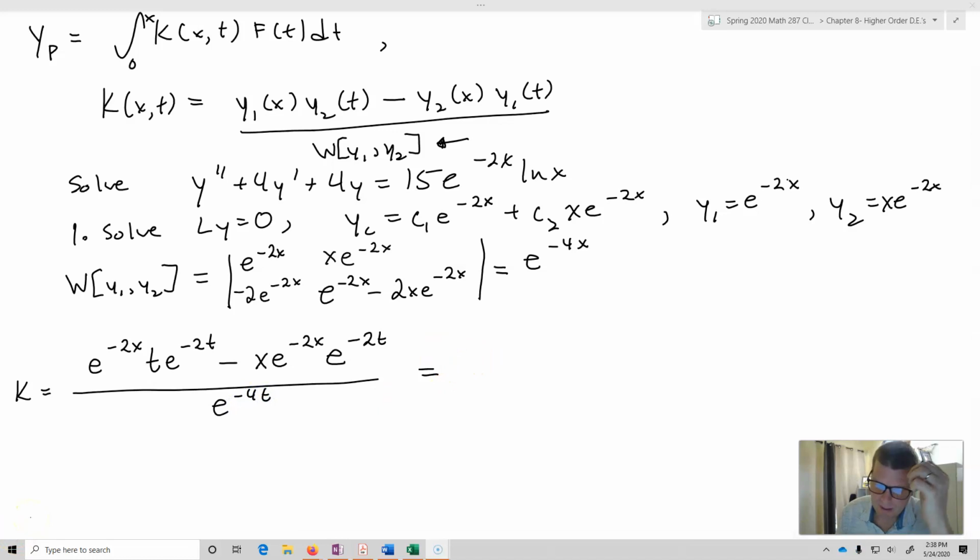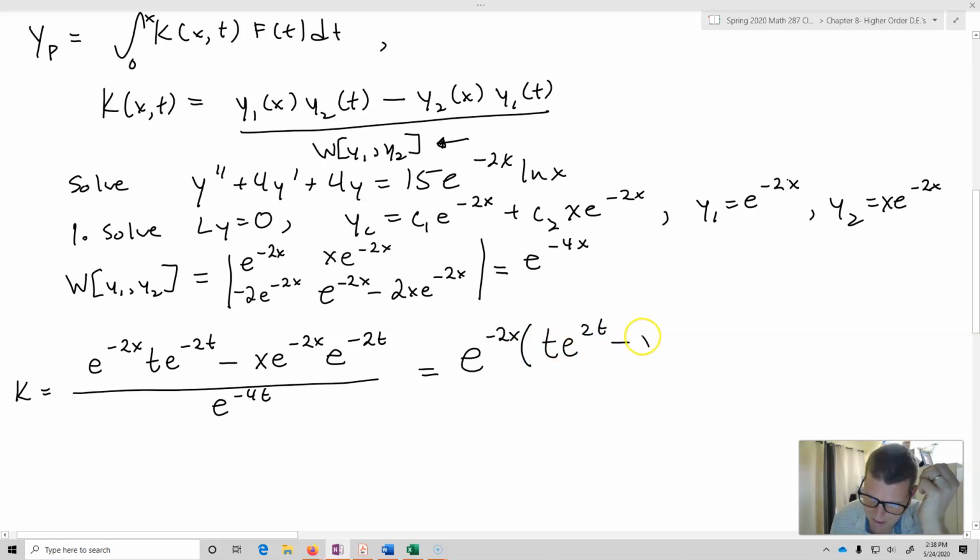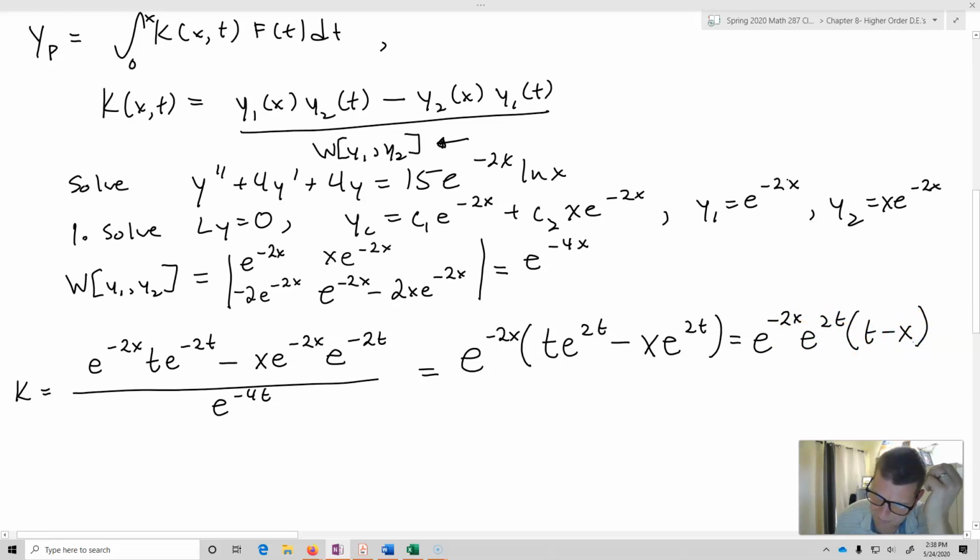So what that'll give me is e to the negative 2x times t e to the 2t minus x e to the 2t, which we could just write as e to the negative 2x e to the 2t times (t minus x). All right? Now we're going to take k and multiply it by f, that portion right there.